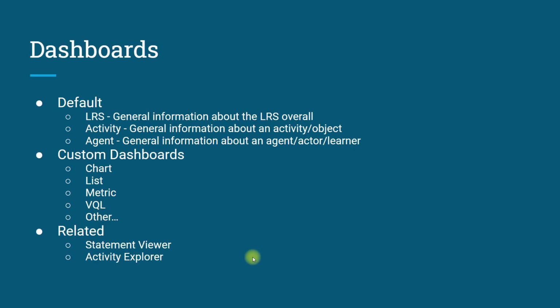So when we're talking about the dashboards in the Veracity LRS, there's a couple different things. There's the default dashboards. There's three: the LRS, activity, and agent. And they provide general information about the LRS, the activity or object, or the agent, which is typically the learner or the actor, and you can do some exploratory analysis and use all of the normal features that are there for the visualizations, but it's not very customizable.